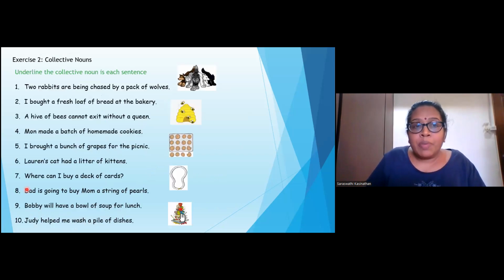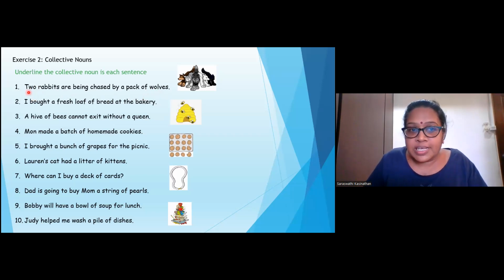Okay. Remember, instructions are very important. You must always read your instructions before you do your work. Underline the collective noun in each sentence, right? You understand underline? Now you know what you need to do, right? Underline means draw a line, not a circle, not a square, but a line. Okay, the first sentence. Who would like to read the first sentence and identify the collective noun?